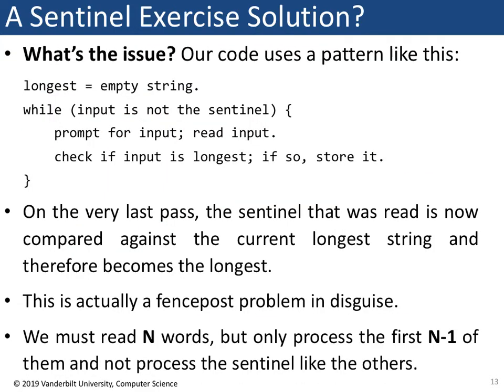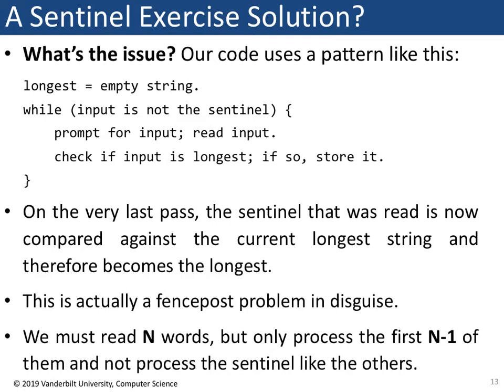Let's look a little closer at the problem. We're using a pattern something like this. Longest equals empty string. While the input is not the sentinel, prompt for input, read the input, check if input is longest. If so, keep it as longest. But on the last pass, the sentinel is what we read in, and then we wind up checking to see if it is longest. And then it does become the longest if it's longer than the current longest.